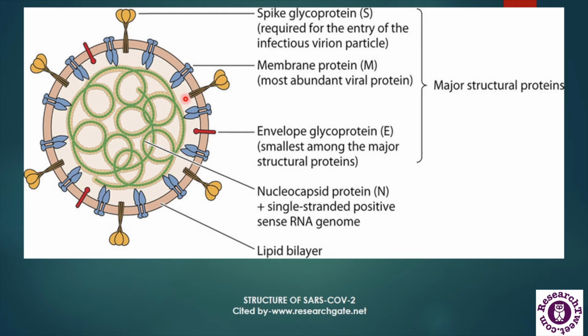So as we have discussed, the genetic material for the COVID-19 virus is single-stranded RNA, which remains in the core of the structure. This genetic material is protected by a layer called the nucleocapsid protein, also named N protein, and it has a single-stranded positive sense RNA genome in it, which acts as the genetic material for this disease. The structure also has a lipid bilayer. So this is the common structure for the COVID-19 virus and also for other coronaviruses.